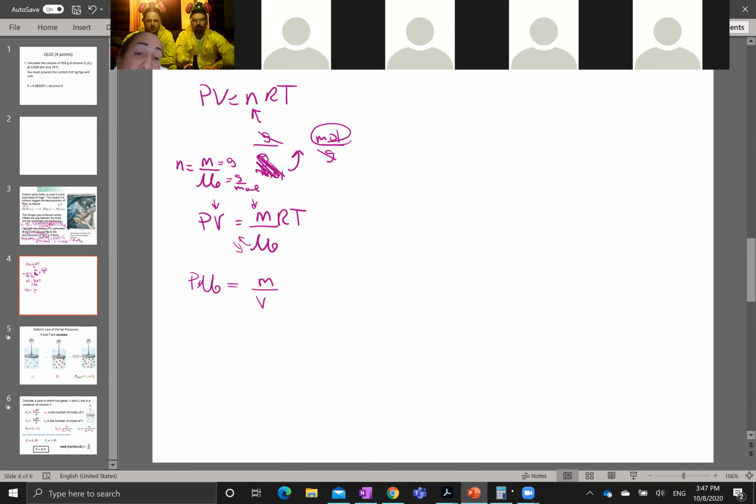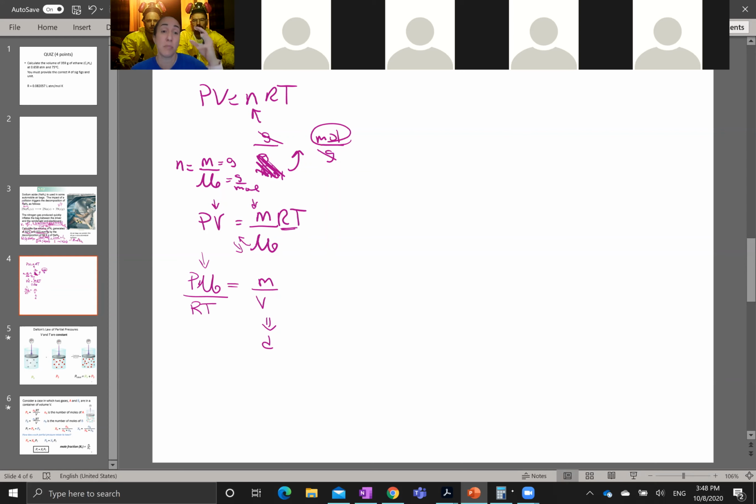That's all I've done. And then these two have to be divided to the other side. So I would have this. If you see M over V, that is actually equal to density. So now you can find the density of gases, which is really helpful, not only because of density, but because you can find the molar mass also.